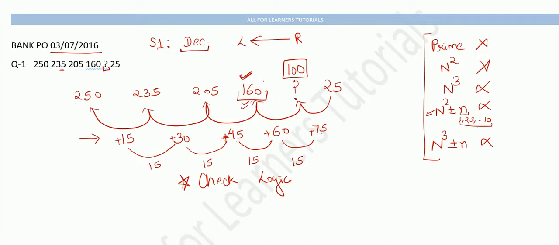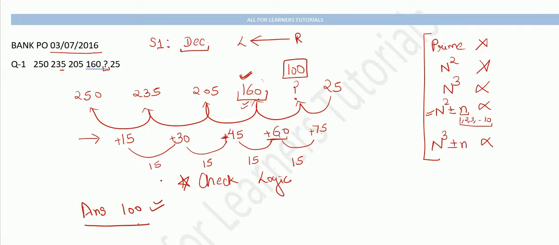And to check the logic, what we did, 100 plus 60, this is also what we got from our logic. 100 plus 60, what comes? 160, which is already given in our series. That means our answer is completely correct. So the answer is 100.